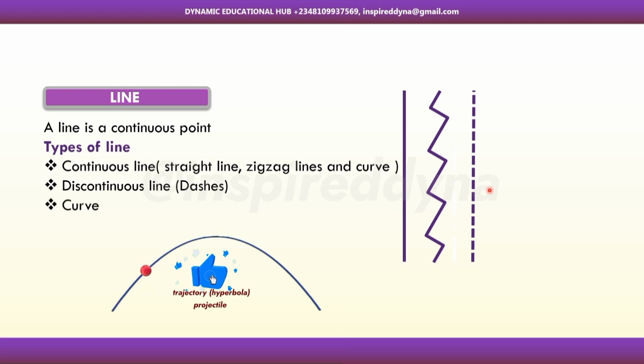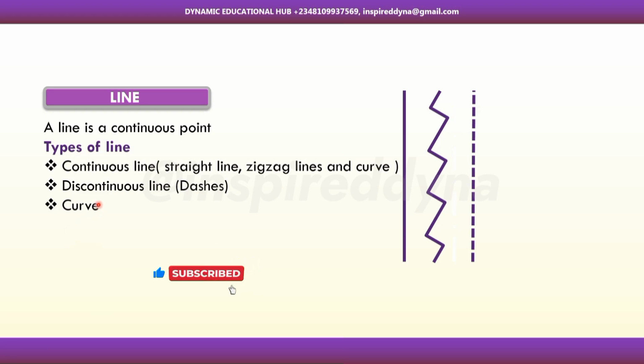We also have the curve. A curve is also a line. You can say it's also a line, because it is also a continuous point, that is why I classify the curve as a line, and I also classify it as a separate entity. And this is an example of a curve. So we have the continuous line, the discontinuous line, and the curve. Everything is still under line.